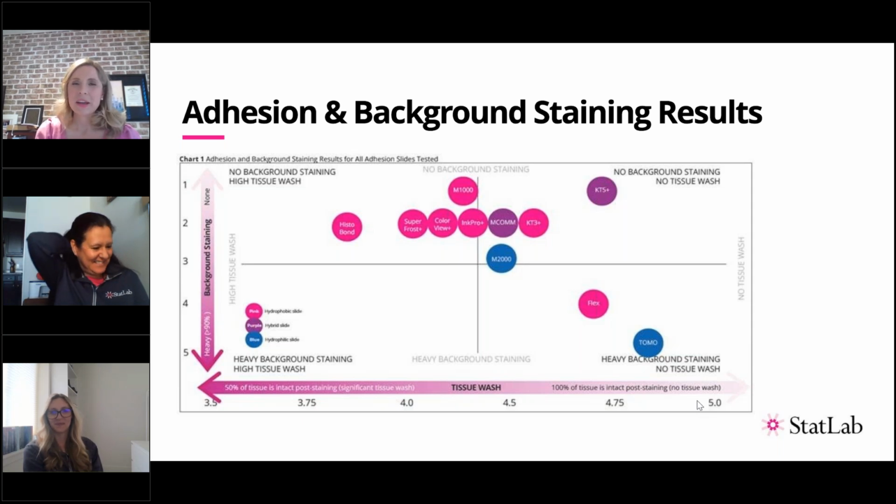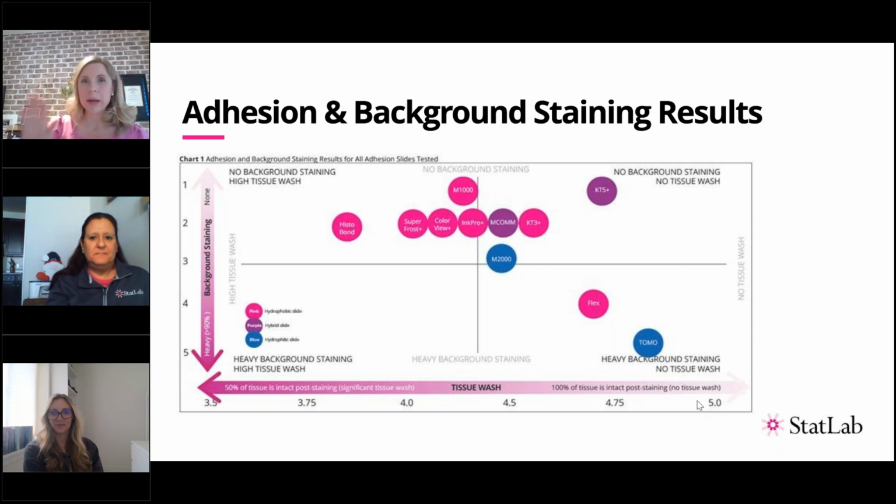And in this graph, it's a compilation of all the slides that we tested. We measured their results for background staining and for tissue wash. In our minds, the ideal slide from a performance perspective, from an adhesion perspective, is no background staining, no tissue wash. You can kind of see that up in the upper right-hand corner. Can you find a slide with incredibly high IHC adhesion, but no background staining? We found one. It is the new StatLab KT5+.